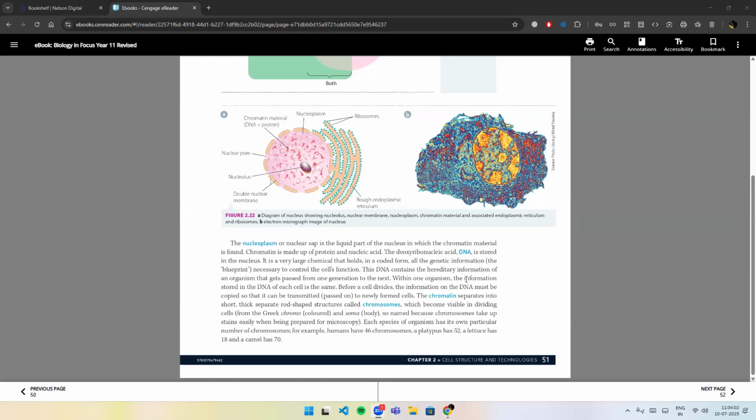Before a cell divides, the information on the DNA must be copied so that it can be transmitted to a newly formed cell. The chromatin separates into short, thick, separate, rod-shaped structures called chromosomes, which become visible in dividing cells. They are so named because chromosomes take up stains easily when being prepared for microscopy. Each species of organism has its own particular number of chromosomes. For example, humans have 46 chromosomes, a platypus has 52, a lettuce has 18, and a camel has 70.